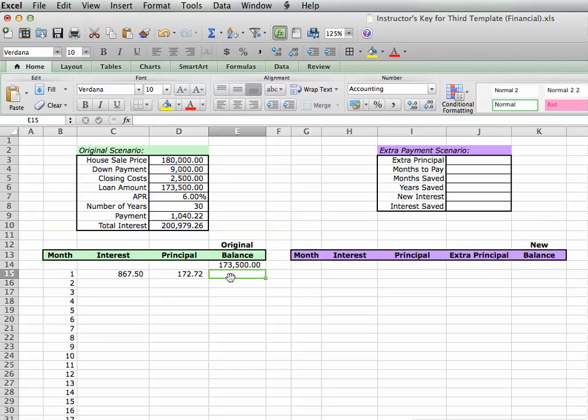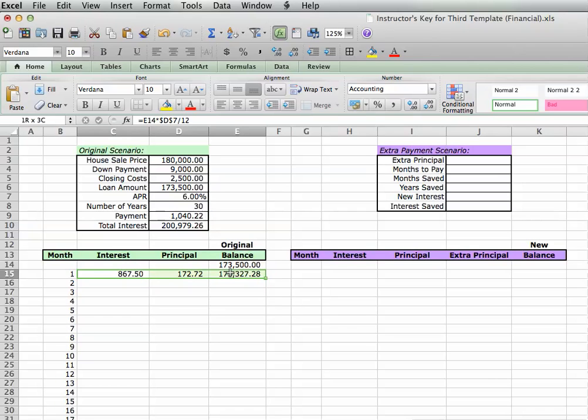Okay, the balance then is nothing fancier than taking the previous month's amount and subtracting the principal. Remember, principal ends with PAL because it's your pal, it's your best friend, it helps you bring your debt down. Interest doesn't do you a bit of good as far as bringing the balance down to zero.